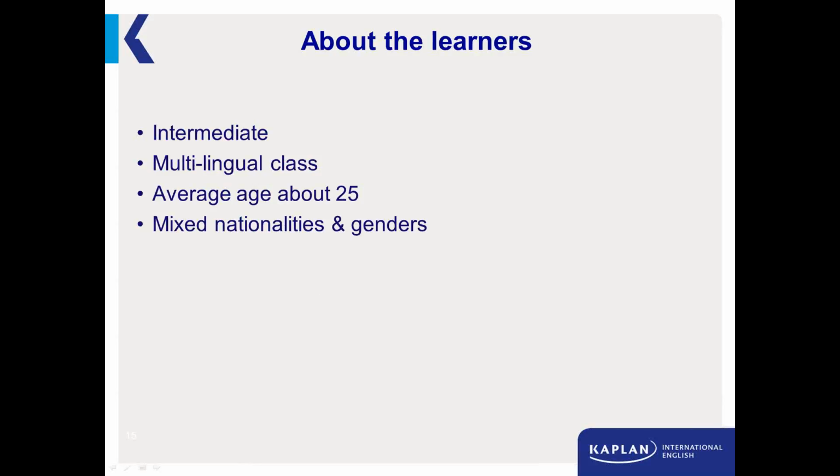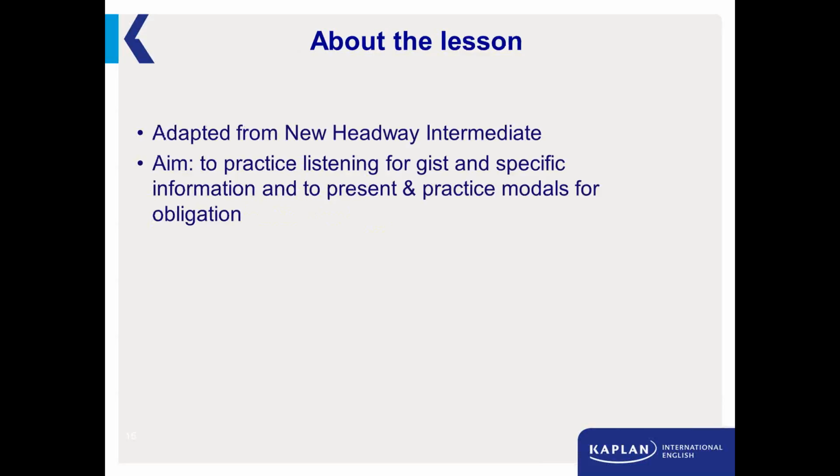So the learners that she's teaching, it's an intermediate level class, multilingual, because it's in the UK. And the average age of the students is about 25, mixed nationalities and genders. So pretty reflective of the kinds of students that we get in our colleges here in Australia. The lesson itself is taken from New Headway Intermediate. You may be familiar with the material, I think. And the aim is to practice listening for gist and specific information, present and practice modals of obligation.